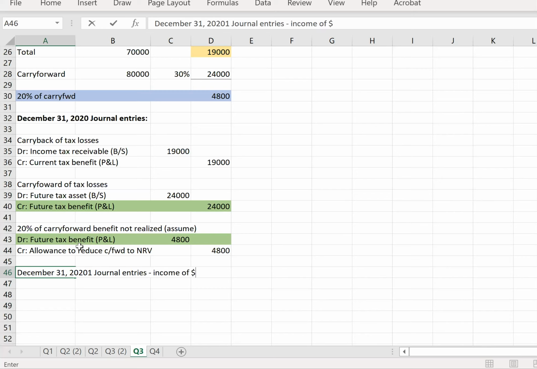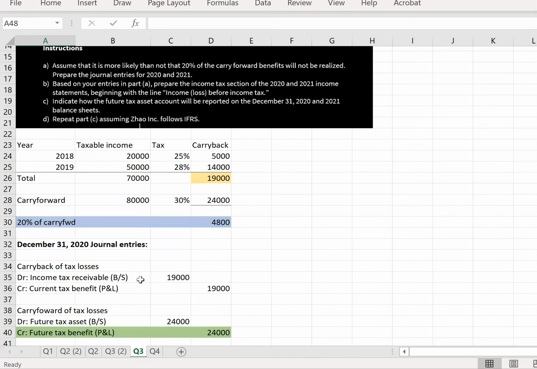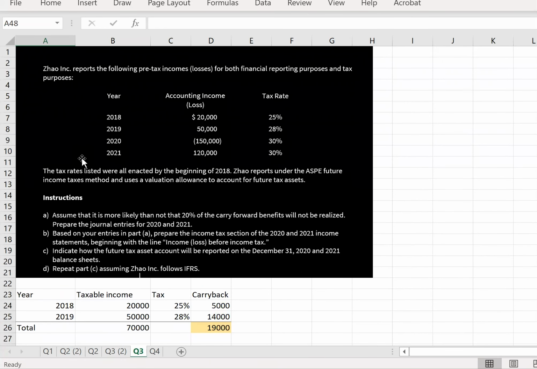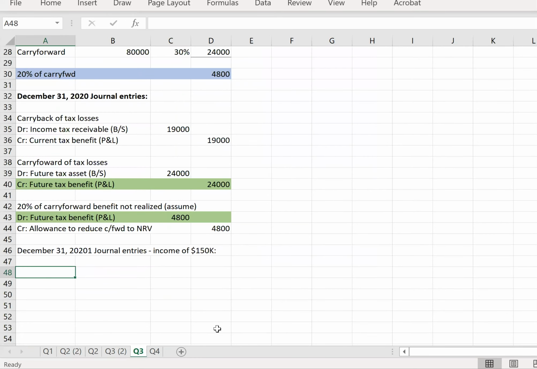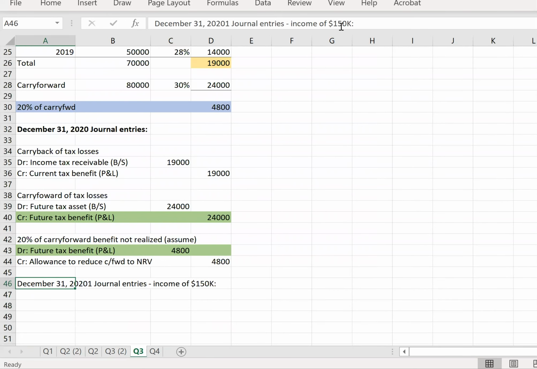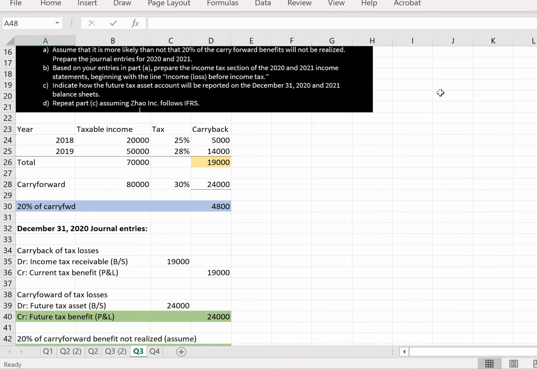Income of 150K is going to be, so what are we going to recognize first? So we need to recognize our current tax expense on this 120K. Actually, I put 150. We only made 120, but still, we have 120K of income. Okay, so we're going to have current tax expense. And we're going to have income tax payable. So let's record those entries.